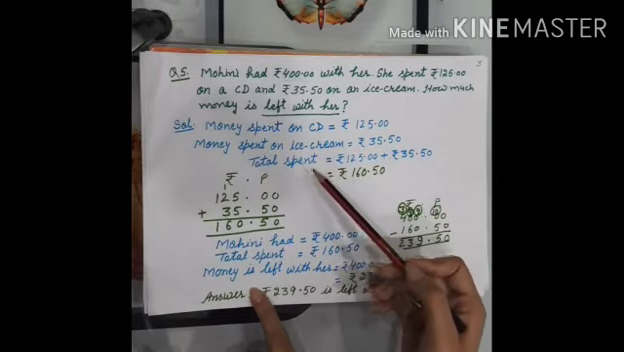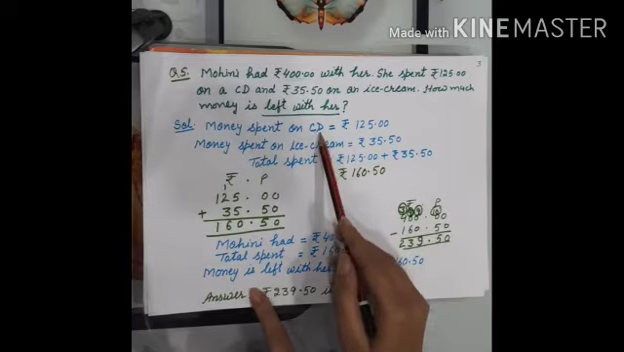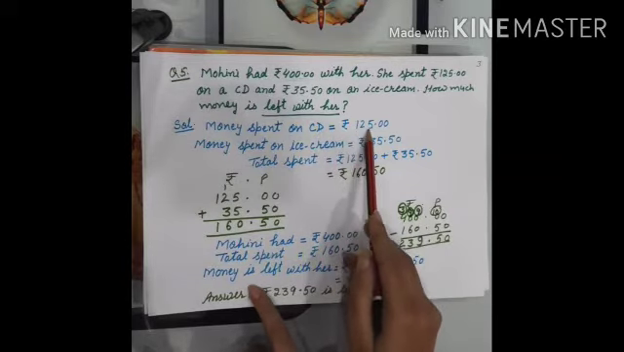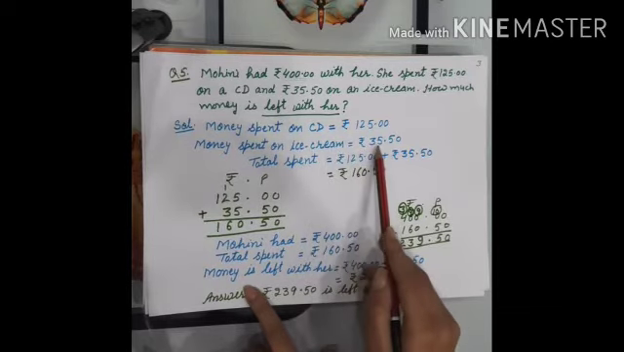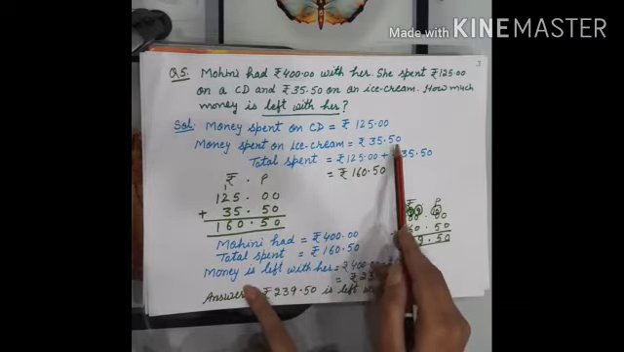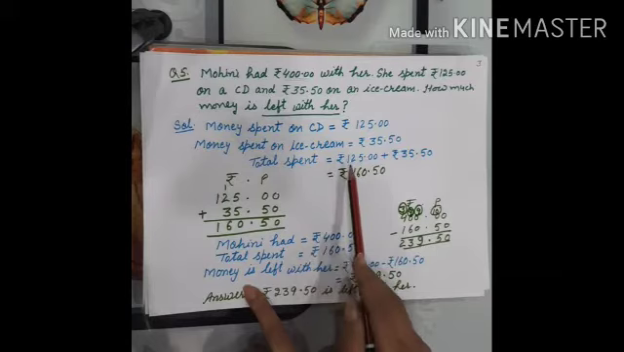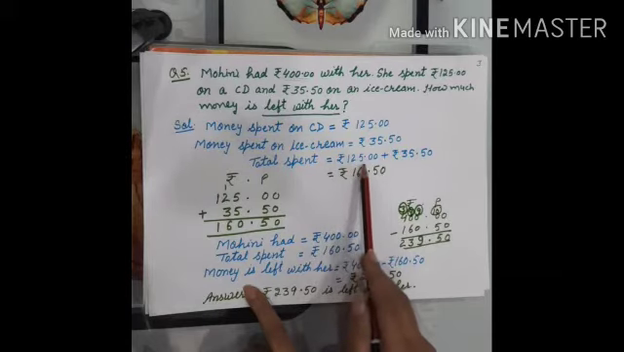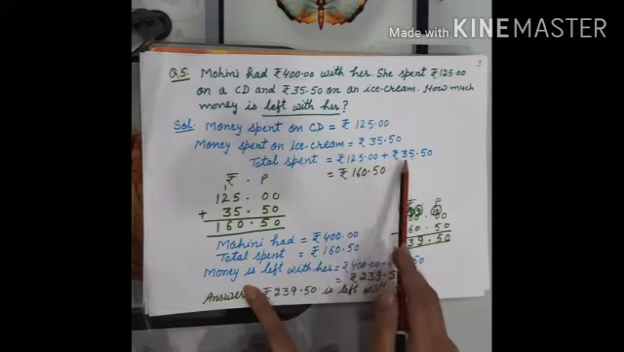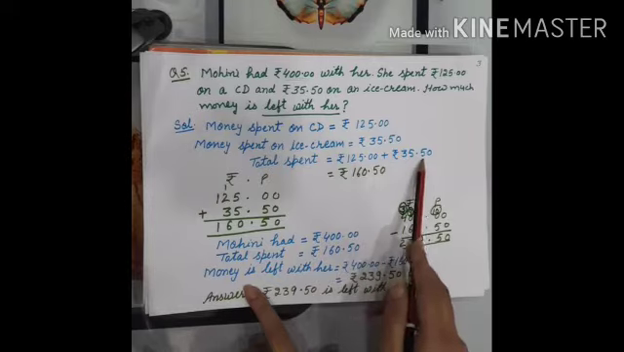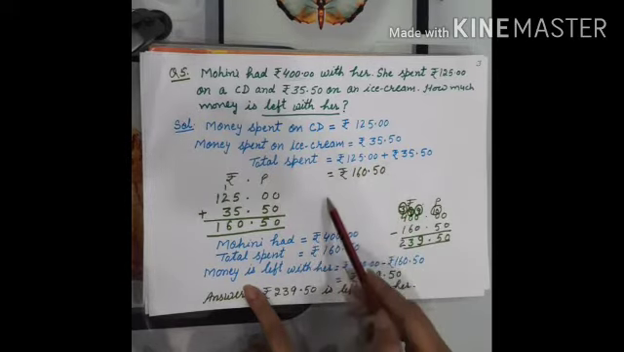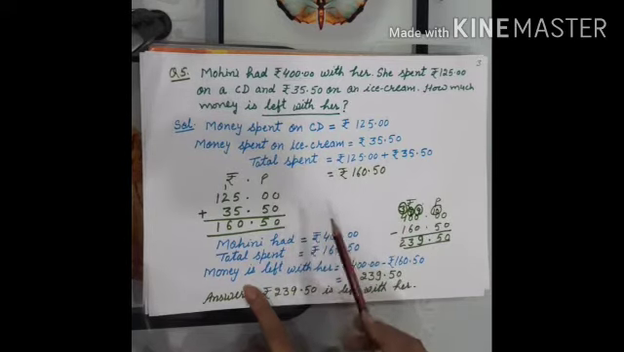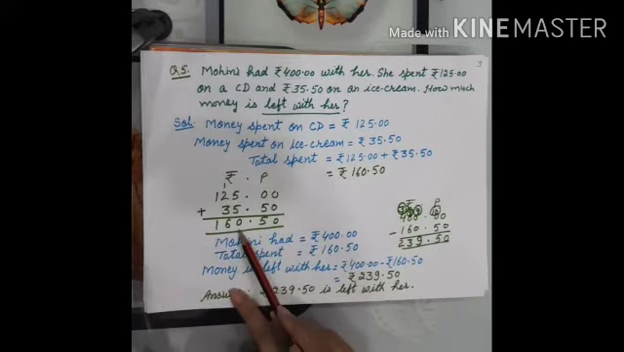Solution: money spent on CD is equal to rupees 125. Money spent on ice cream is equal to rupees 35 and 50 paise. Total spent is rupees 125 plus rupees 35 and 50 paise. Now calculate the total spent. Adding them, we get rupees 160 and 50 paise.